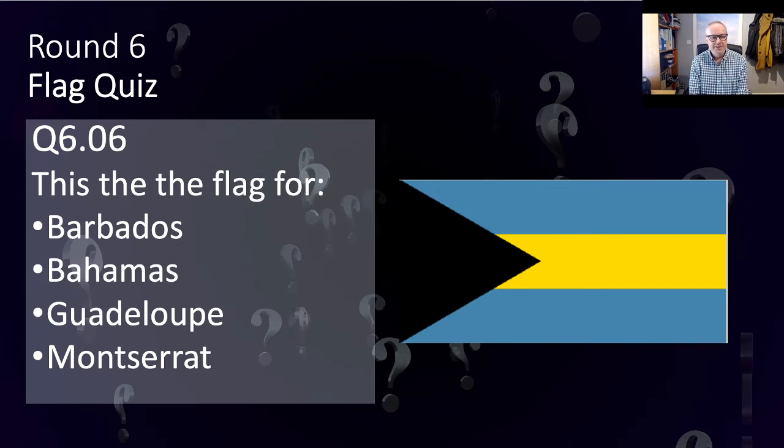Question number 6. This is the flag for Barbados, Bahamas, Guadeloupe or Montserrat?